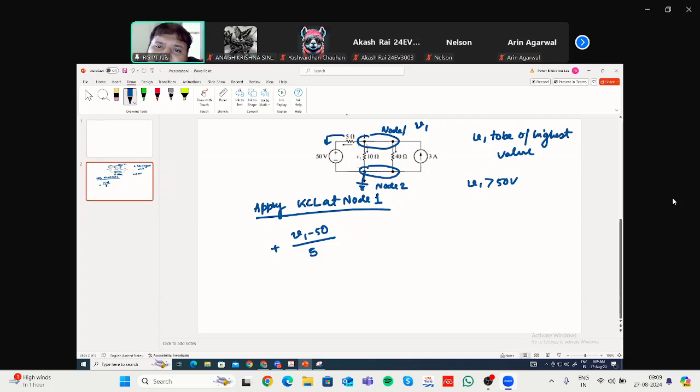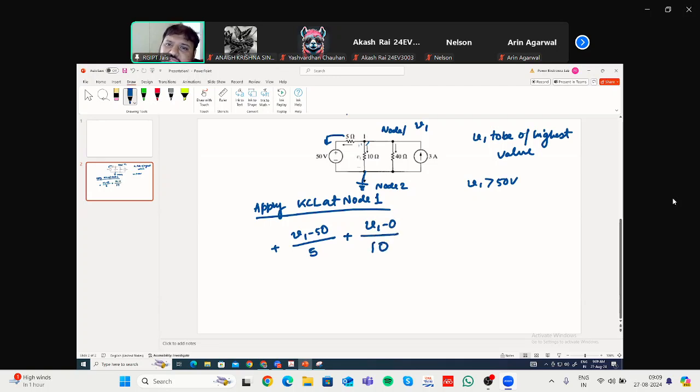Then if you consider this node, there is a simple 10 ohm resistance. Node 2 will be at 0 volt. Now V1 we consider to be highest, so V1 will be greater than this ground or 0 voltage. As a result, current will be flowing out, so that means plus sign. And what will be the current? V1 minus 0 divided by 10.